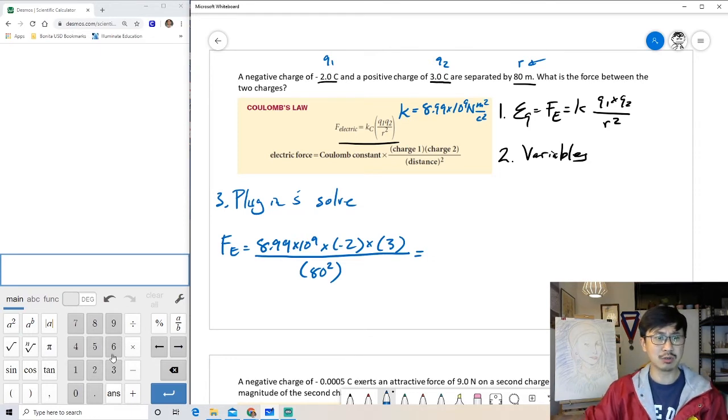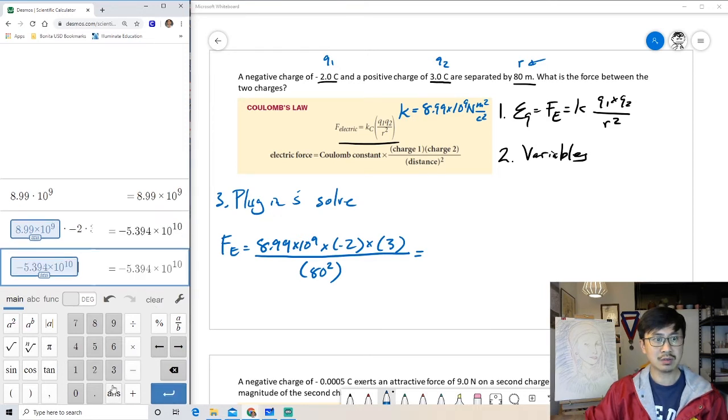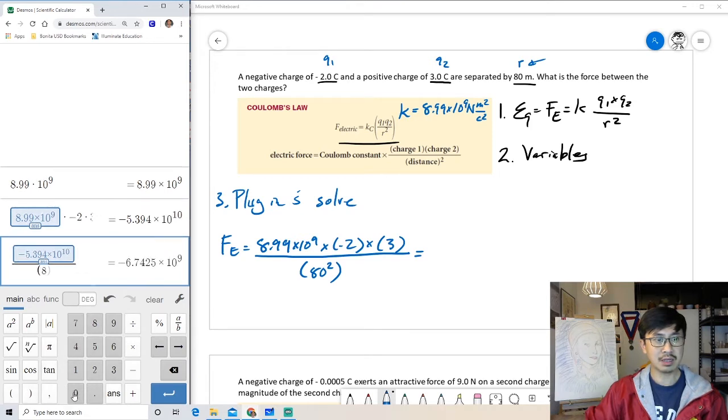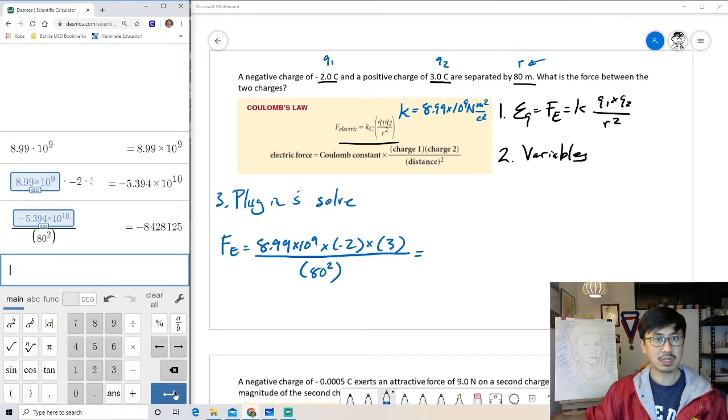So I'm going to plug it into Desmos. 8.99 times 10 to the 9th. I like doing an equal sign so it just kind of knows, and I like doing answer. It makes it nice and neat. Times -2 times 3. Let's equal that. And then let's take that answer and divide it by parentheses 80 squared, close parentheses, equal. And there we go. That's our answer. It's really big. I told you it was going to be big.